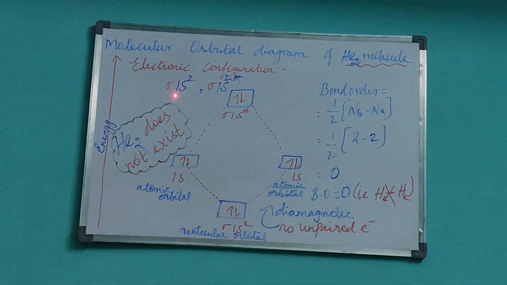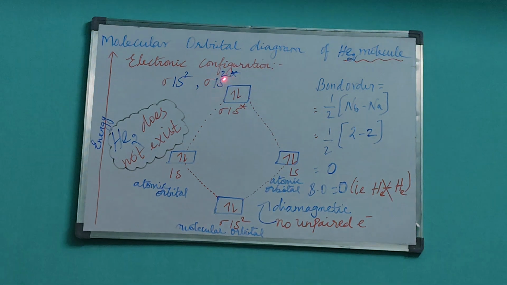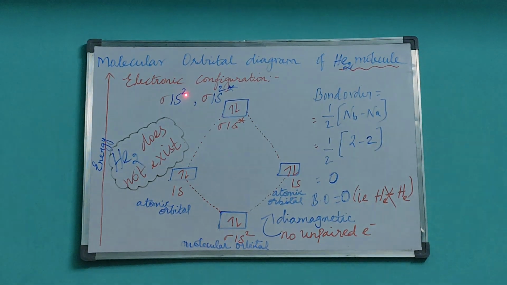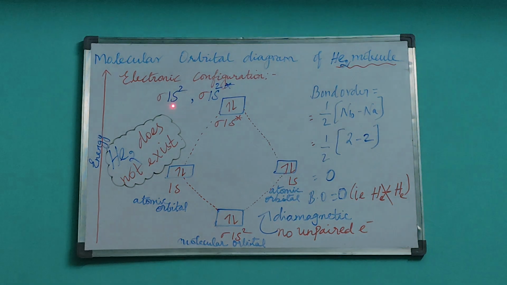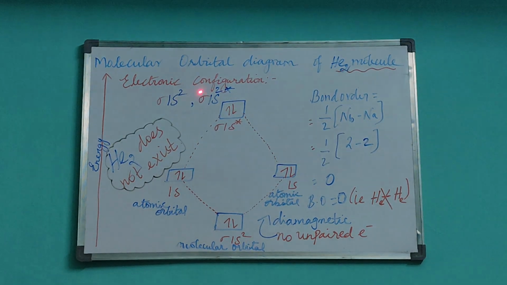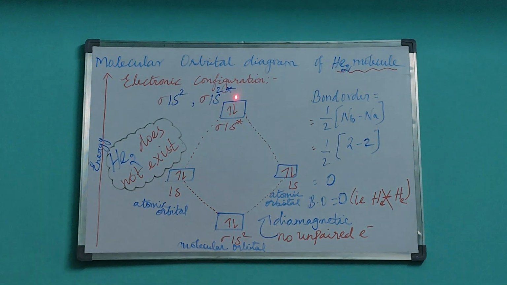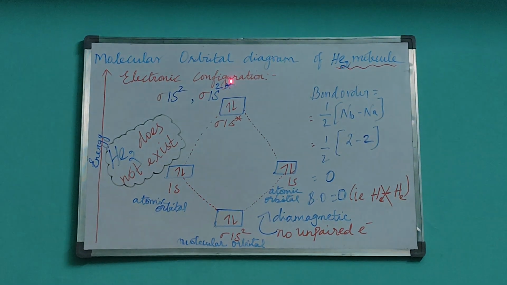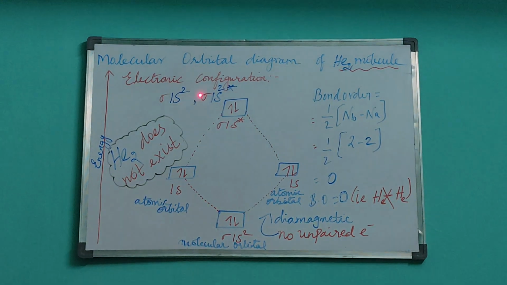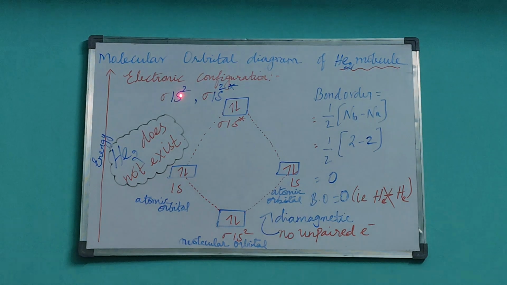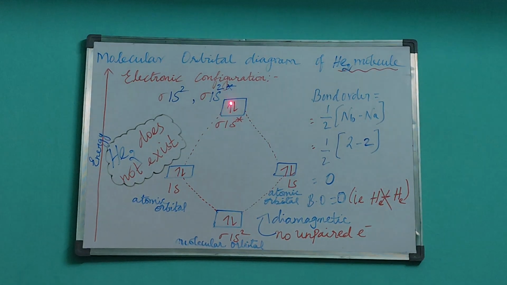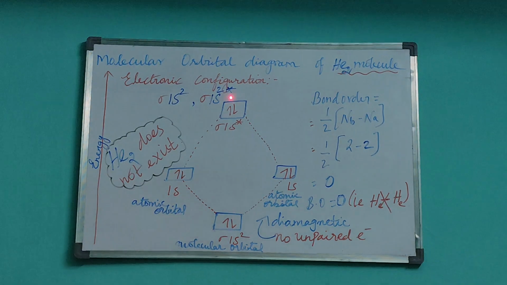So what is the difference between these σ1s² and σ*1s²? The orbital which does not contain a star in the superscript is called a bonding molecular orbital, whereas the orbital which contains the superscript star representation is known as an anti-bonding molecular orbital. This bonding molecular orbital is lower in its energy, whereas this anti-bonding molecular orbital will possess higher molecular energy.